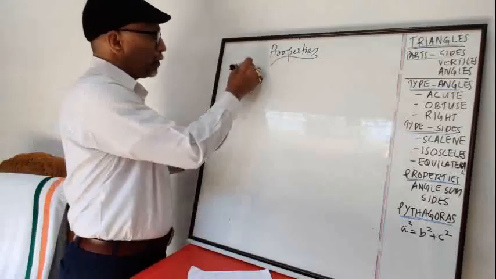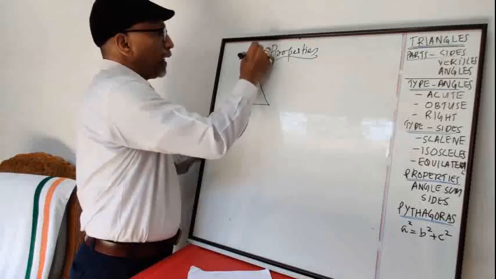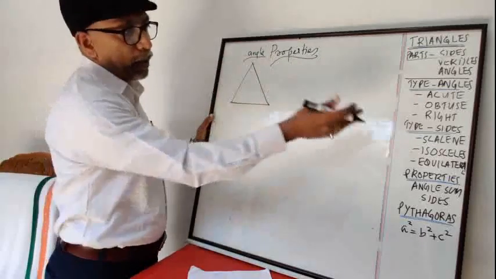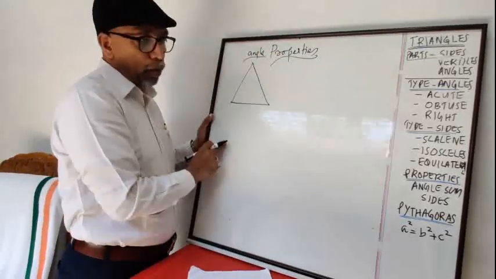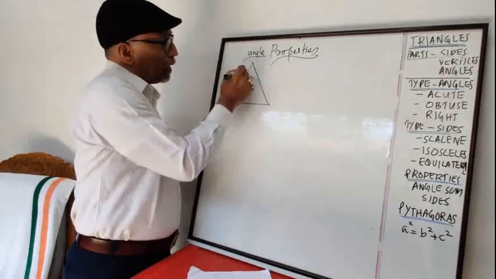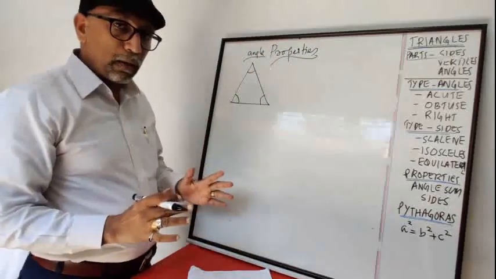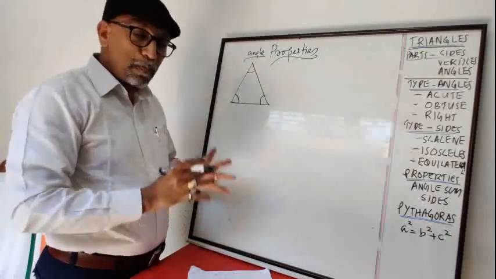is easy. So the first one is, like naming the triangles, we used by looking at the angles and by looking at the sides. Here also in properties, by looking at the angles we have one, and by looking at the sides we have one. What is the property of the angles of a triangle? There is a special property, an amazing property, an unbelievable property.